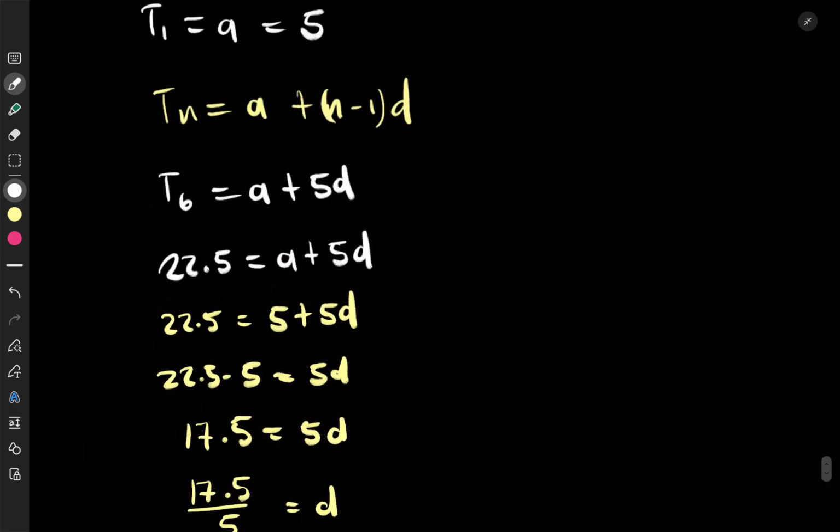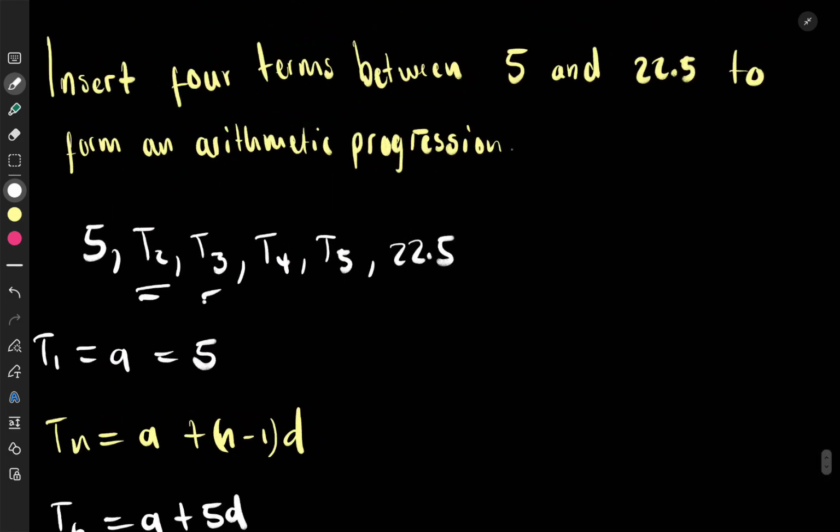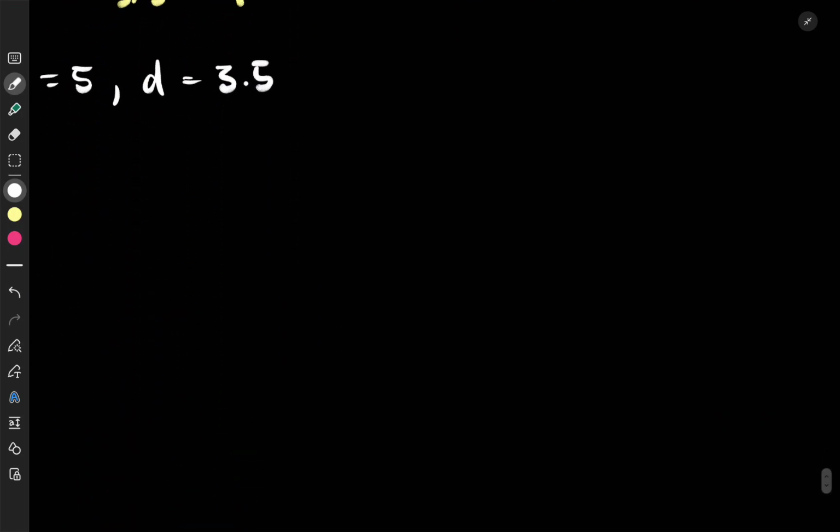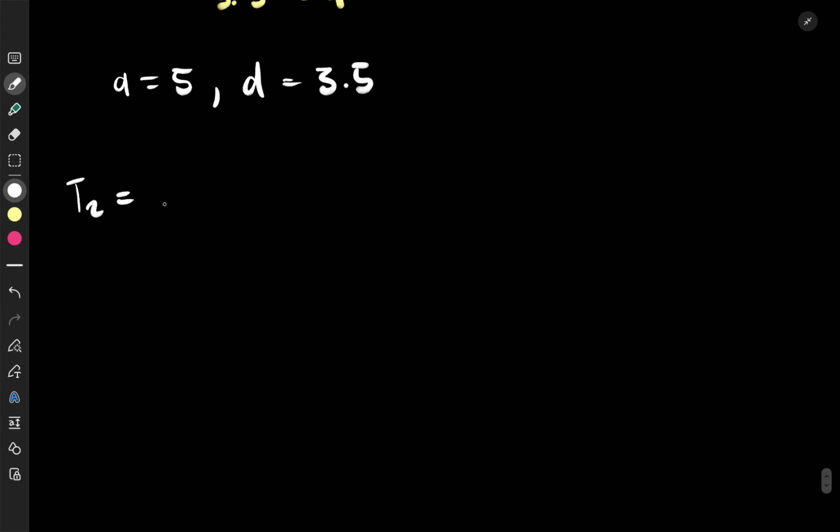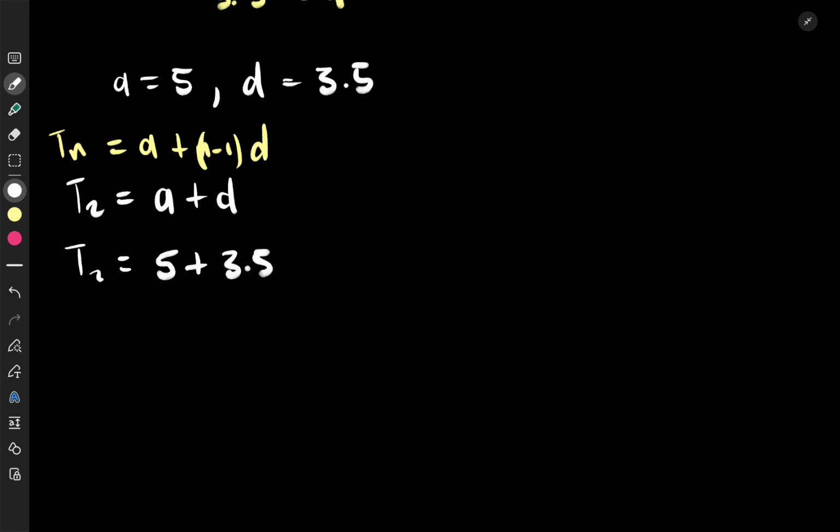Then now I can find the rest of the terms, T2, T3, T4, and T5, the 4 terms which I have inserted between these two. So term number 2 is equal to A plus n minus 1 D, which is just 1D. Remember, you can write it again to say Tn is equal to A plus n minus 1 D. Then from there, you start putting in all the missing ones. So term 2 is A plus 1D, because it will be 2 minus 1, which is 1. What's my A? 5, plus what's my D? 3.5. So 5 plus 3.5 is 8.5. So my term number 2 is 8.5.